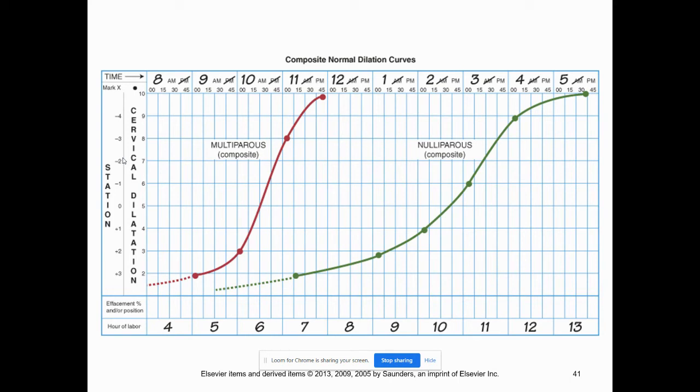As you look at this particular diagram, you can see it compares nulliparous versus multiparous. And the multiparous, of course, goes quicker than the nulliparous, or the primip. They take longer. And so you can see the differences between the progress rates of the two groups of women.